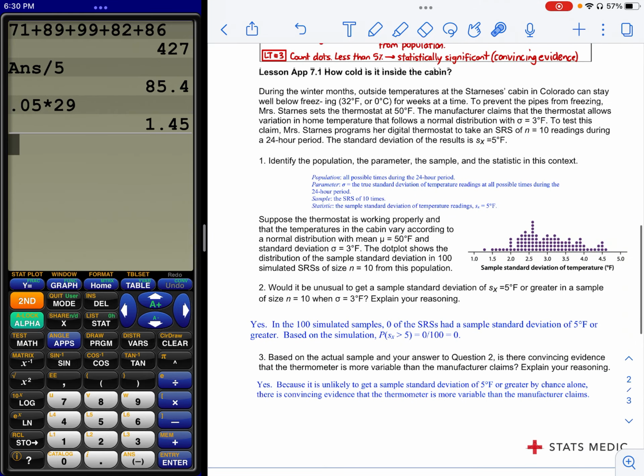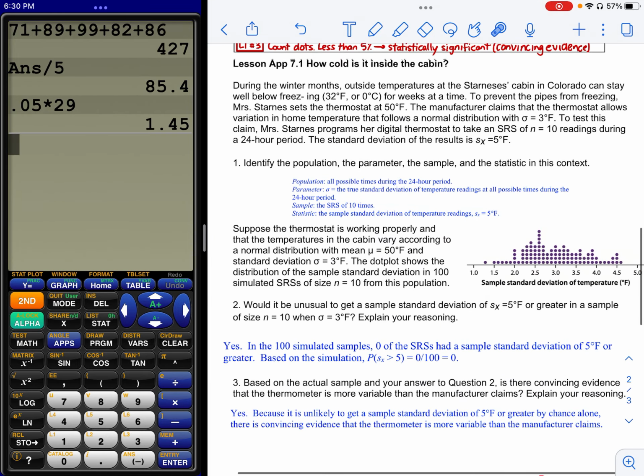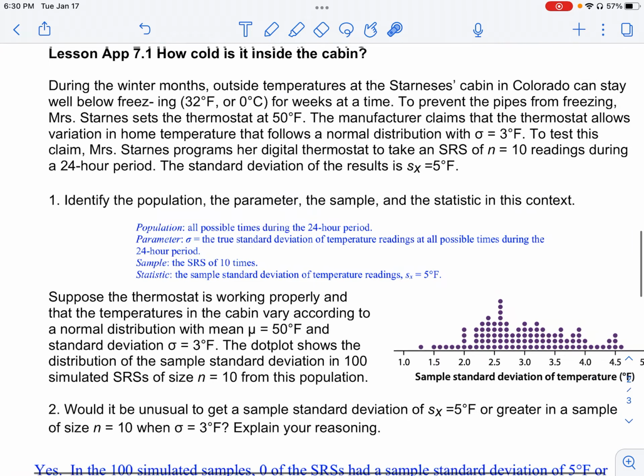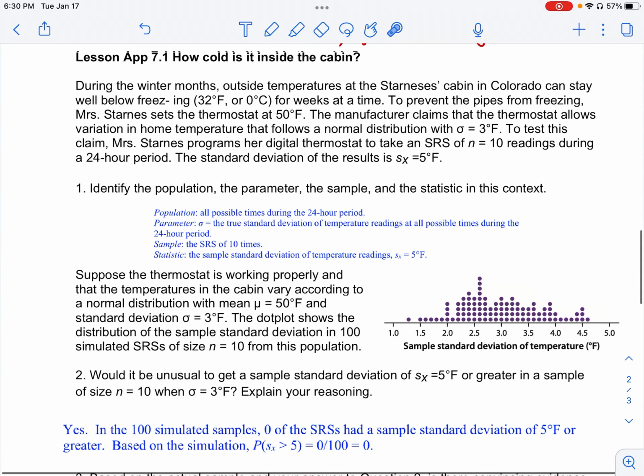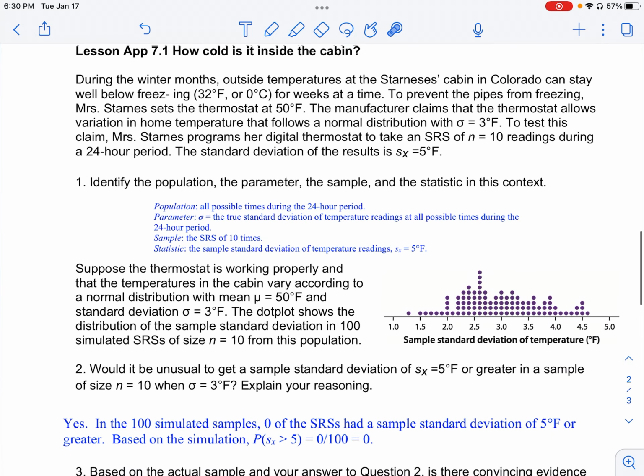Okay. We'll chat through these. Next one's: how cold is it inside the cabin? During winter months, outside temperatures at the Starnes' cabin in Colorado can stay well below freezing for weeks at a time. To prevent the pipes from freezing, Mr. Starnes sets the thermostat to 50. The manufacturer claims the thermostat allows variation in the home temperature that follows a normal distribution, and sigma is 3.